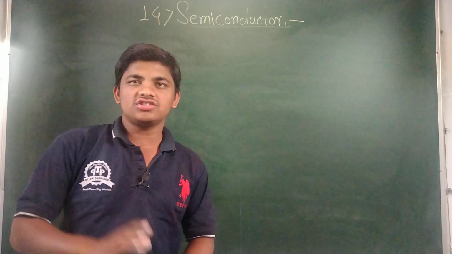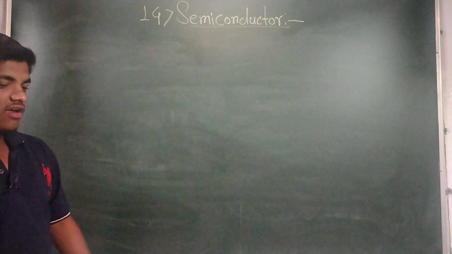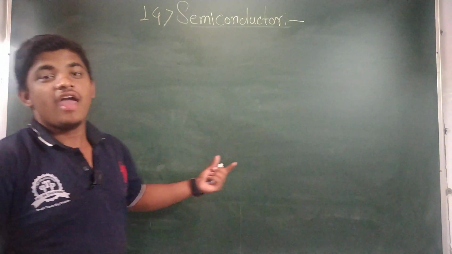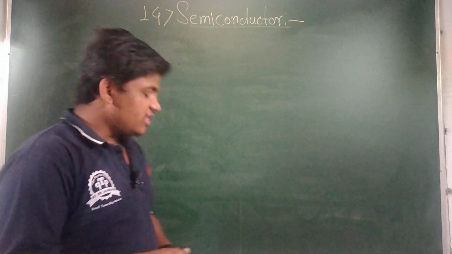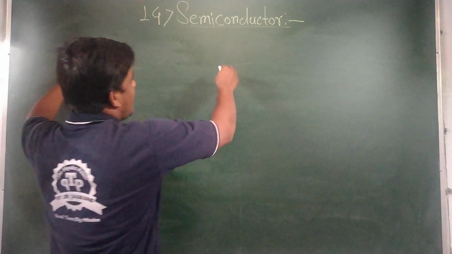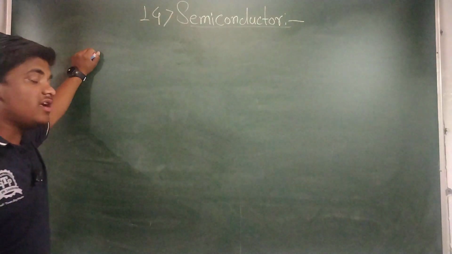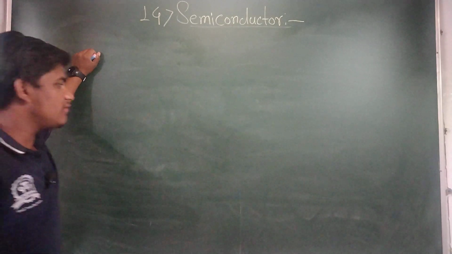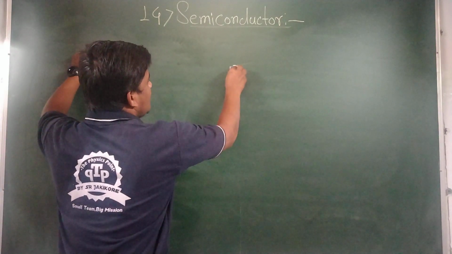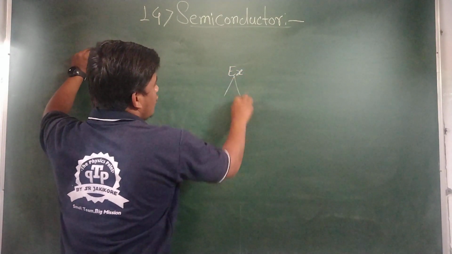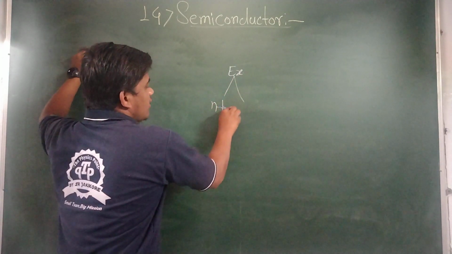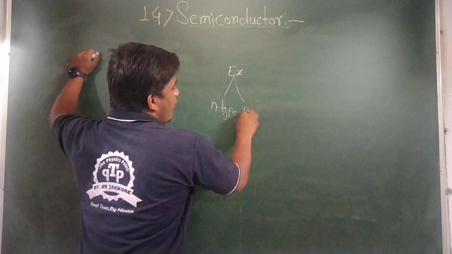Hello, welcome student. In the previous lectures, we started discussing the types of semiconductor. We discussed the two types of semiconductor, that is intrinsic semiconductor and extrinsic semiconductor. Extrinsic semiconductor is further subdivided into n type semiconductor and p type semiconductor.